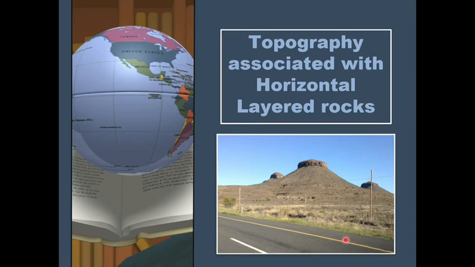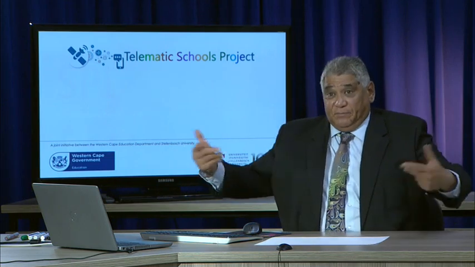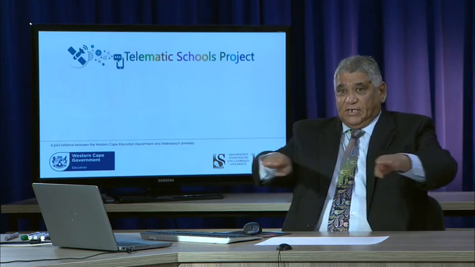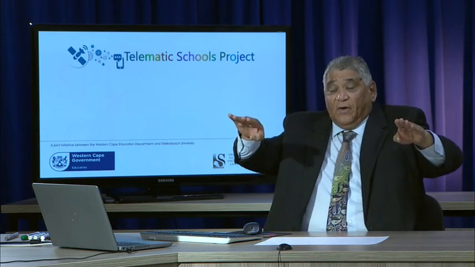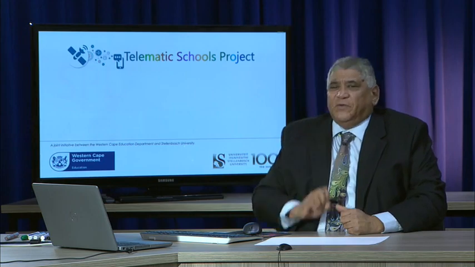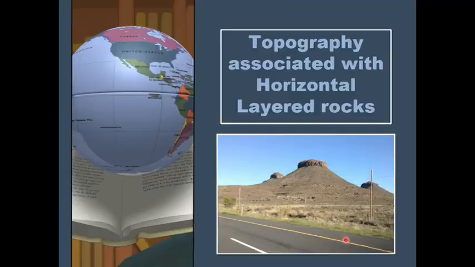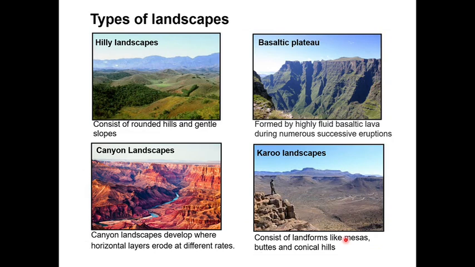So we are going to kick off now with the first topic in grade 11 geomorphology that deals with topography associated with horizontal layered rocks. Now, if you look at horizontal layered rocks, as I've shown you in the previous slide, this means the rocks are horizontal. This is how they have been layered and deposited upon for these rocks to form. And we are going to have a look at what the topography looks like if you have these types of rocks.